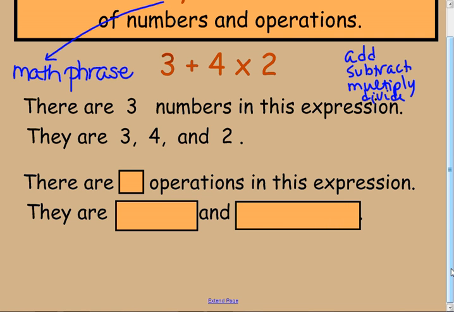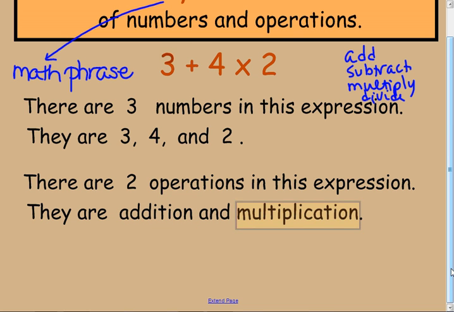So what operations are here? How many? 2. What are the operations? What's the first one? Adding and multiplication. So we're going to have to figure out how to simplify that expression. Some people would like to add the 3 and the 4 first, and then multiply by 2. Some people want to multiply the 4 and the 2 first, and then add 3. So we're going to come to an agreement about the order in which we do these.